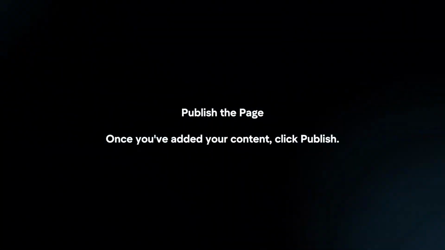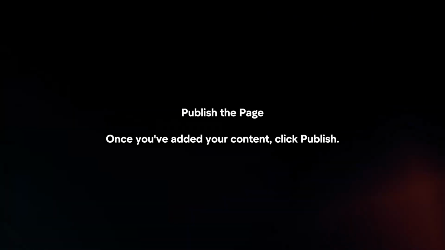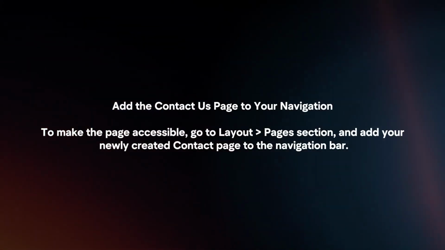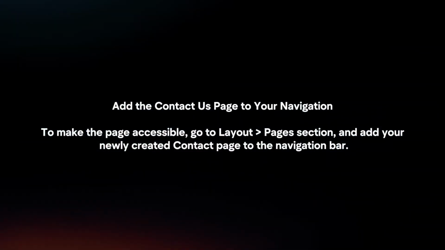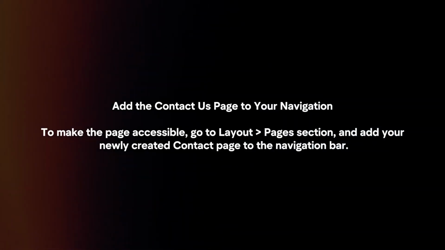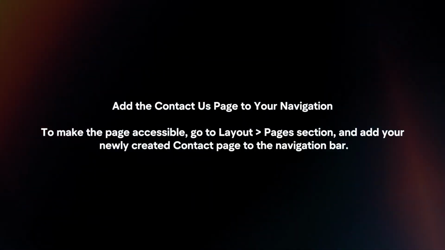Publish the page. Once you've added your content, click Publish. Add the Contact Us page to your navigation. To make the page accessible, go to Layout, Pages section and add your newly created contact page to the navigation bar.